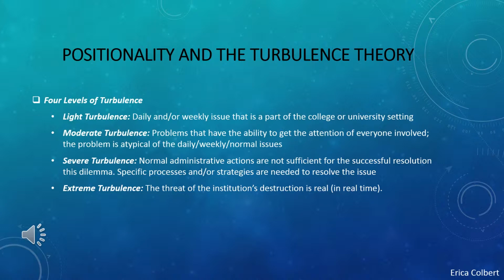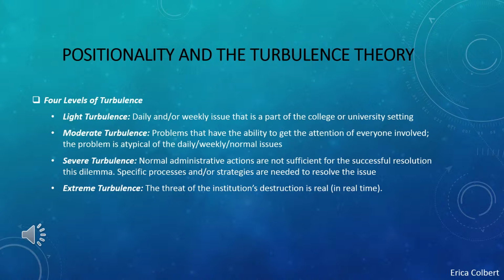Positionality and the turbulence theory. There are four levels of turbulence that are used to categorize dilemmas within the college or university setting. Light turbulence is used to define issues that happen on a daily and weekly basis. These issues are usually successfully handled and resolved with normal administrative actions. So these are issues that are seen on a daily basis, and not much disruption is caused to daily processes or operations.